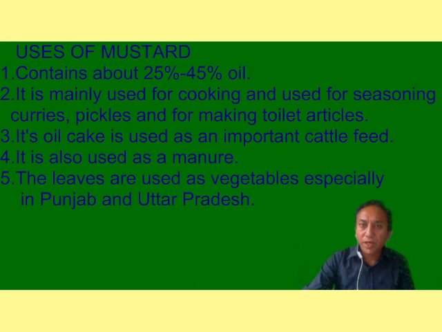It is also used as a manure. Besides cattle feed, it is also an excellent manure. And the leaves are used as vegetables, especially in Punjab and Uttar Pradesh. So, yes, the leaves turn out to be excellent vegetable, especially in Punjab and Uttar Pradesh.